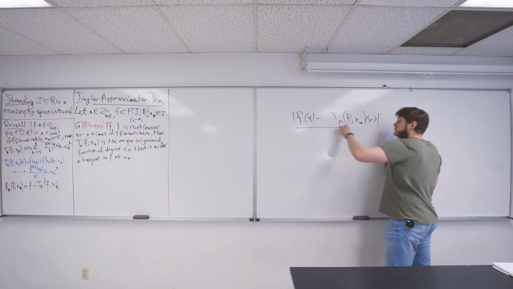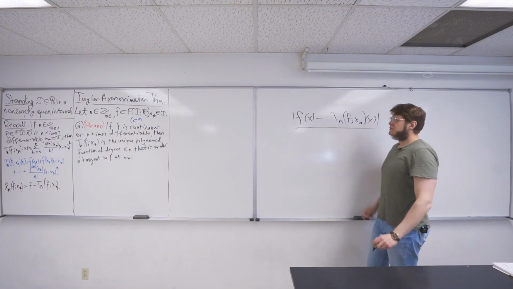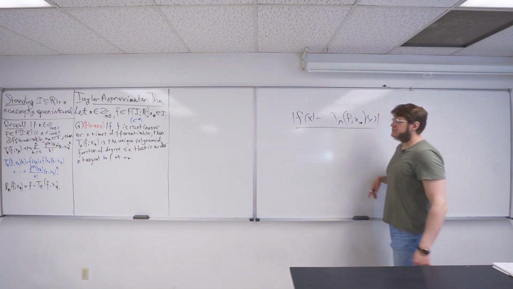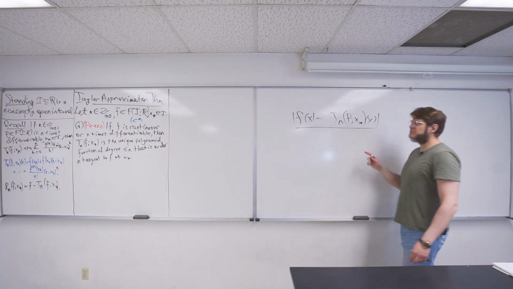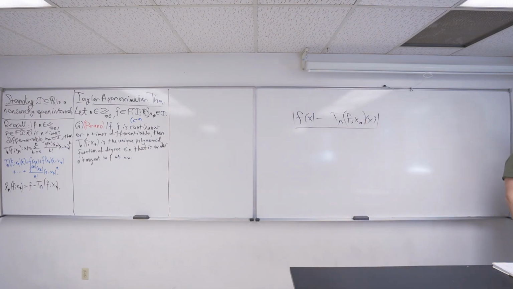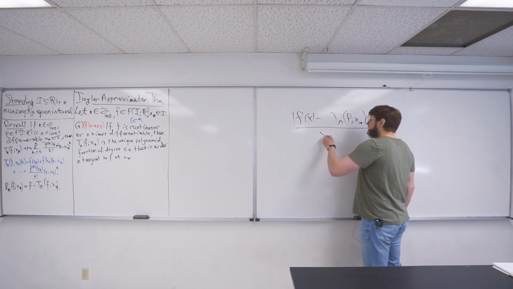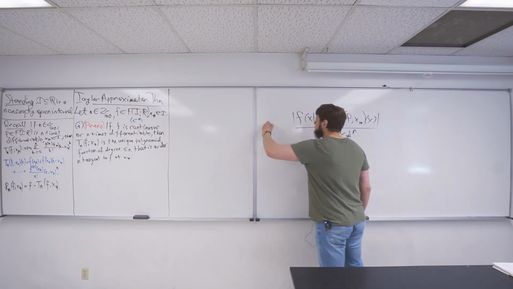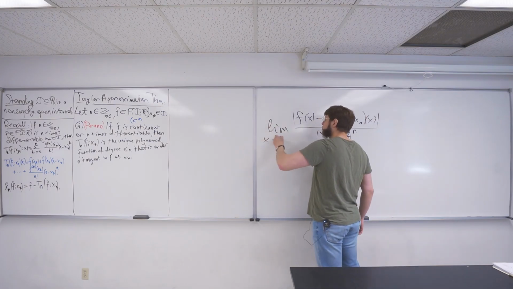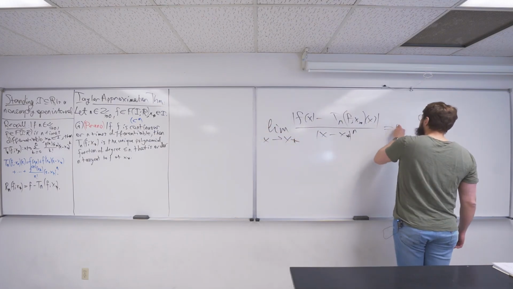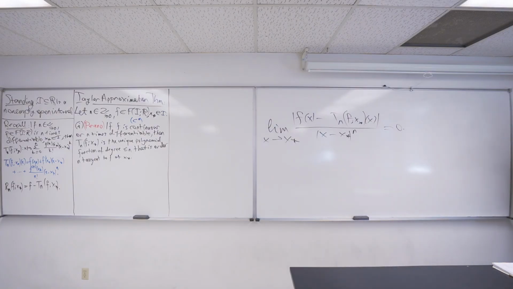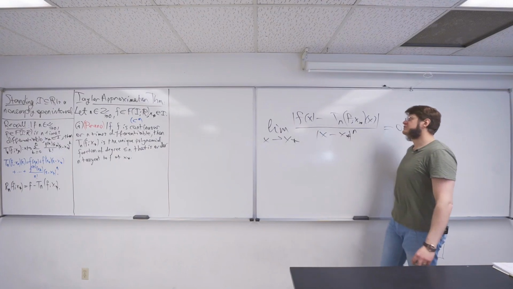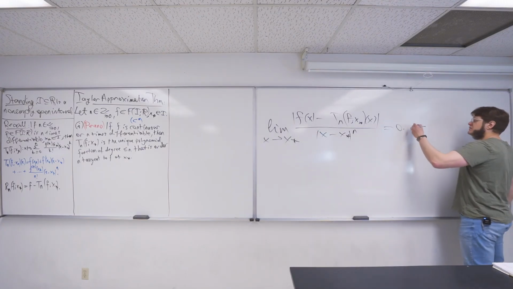Okay? Now, I want this to be little o of x minus x star raised to the power n. That's what it means for these two functions to be order n tangent. And so this means if I were to divide this by this, and take the limit as x goes to x star, I want this to be 0. That's what it means for the nth Taylor polynomial to be order n tangent to f. That's the definition.